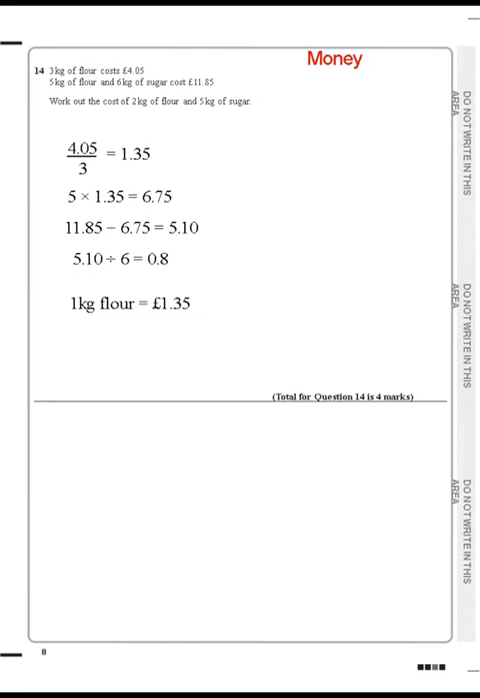Now we need to work out 1 kilogram of sugar. £5 and 10 pence divided by 6 is equal to 0.85. So 1 kilogram of flour is equal to £1 35 pence, and 1 kilogram of sugar is equal to 0.85.